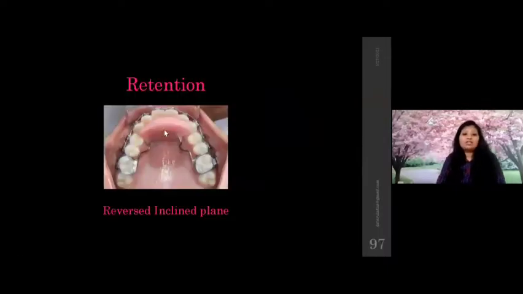We went ahead with the second phase, that is we gave a fixed appliance. Along with that, the retention appliance, that is a reverse inclined plane, is also in place here. This is the fixed one. You can also do a removable one.